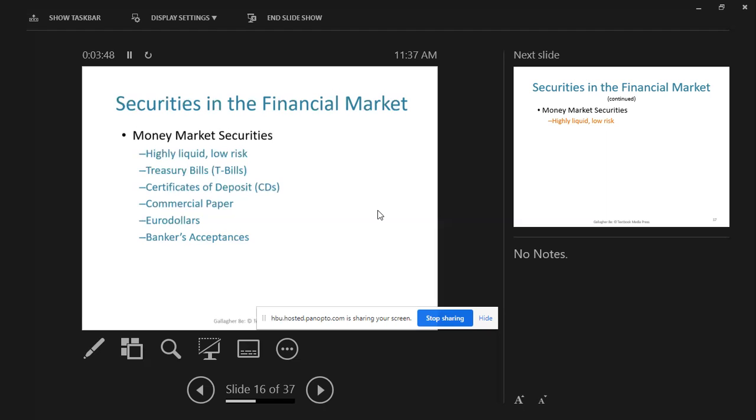Commercial paper. We're going to combine commercial paper and banker's acceptance. Commercial paper and banker's acceptance are the same. They are both called IOU, using English letters I-O-U. IOU means I borrow money from you and I promise I'm going to pay. I write a piece of paper.